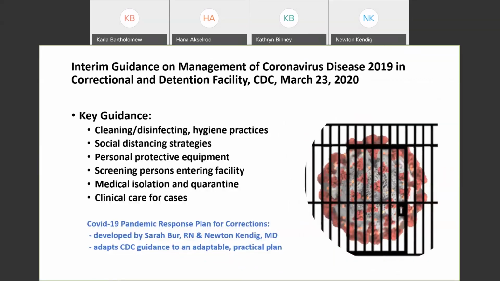The Centers for Disease Control has issued really stellar guidance specific for corrections. I was really glad to see that on March 23rd.